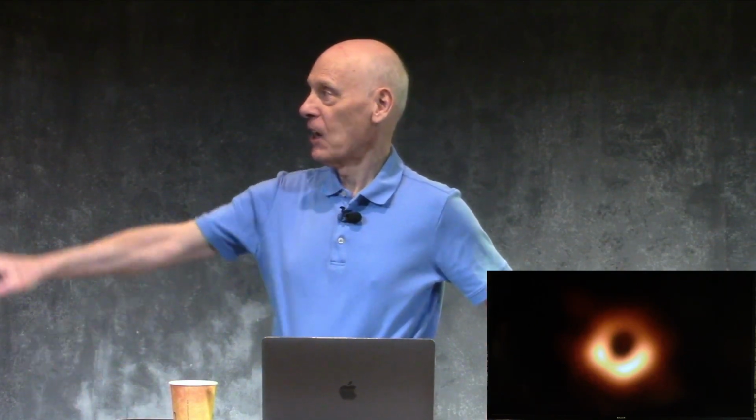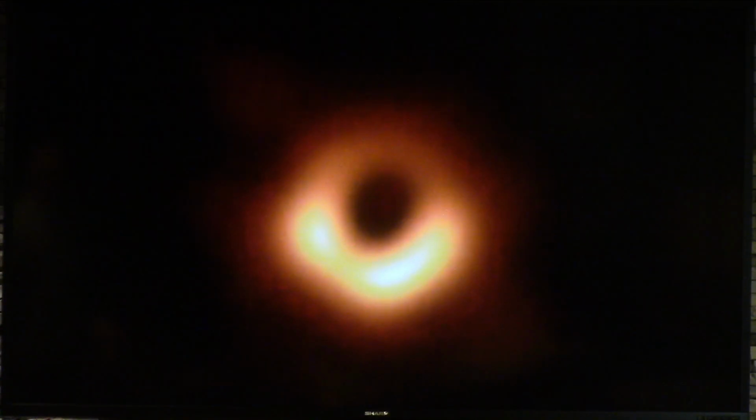If it was pointed directly at us, even though it's 53 million light years away, we'd be in trouble. But fortunately, it's not pointed towards us. So one stellar mass star could do us in? Oh yeah, oh yeah.